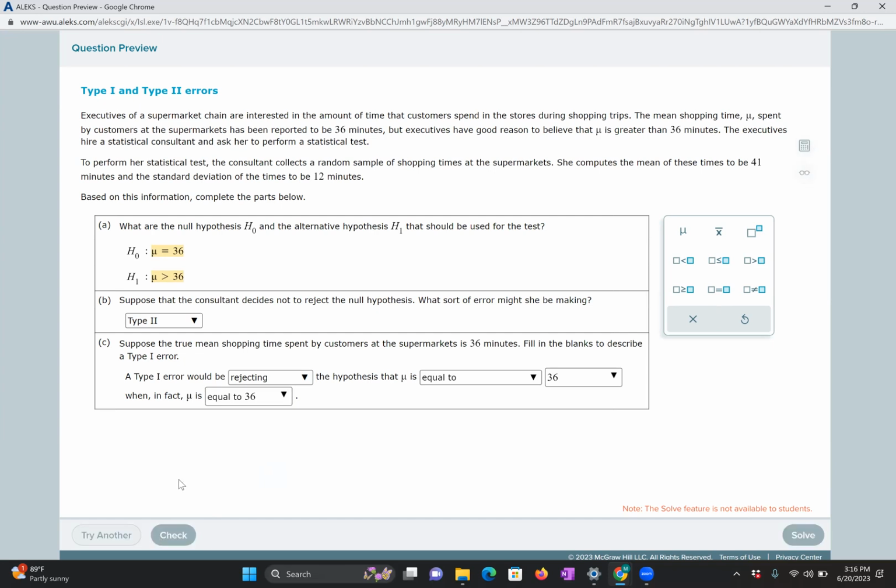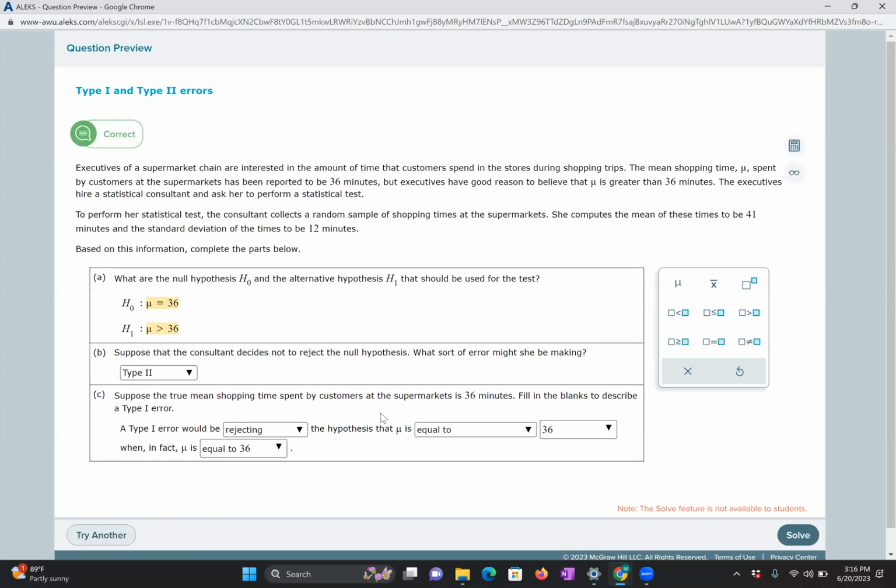Let's check. All right, so I think we're good there. Let's do one more or two more. Let's try, at least try a new one.